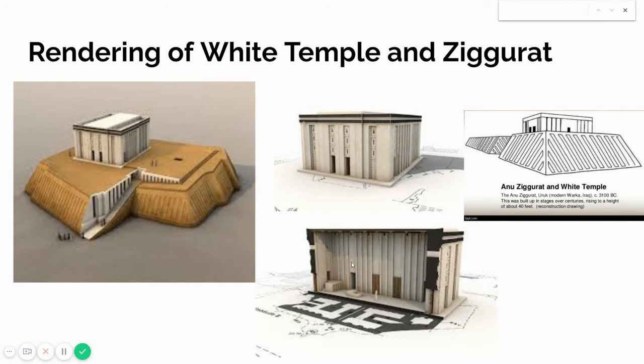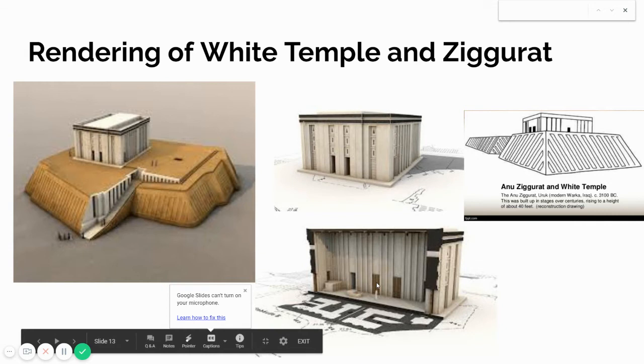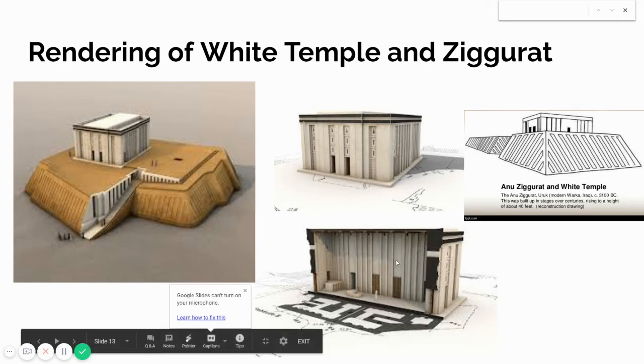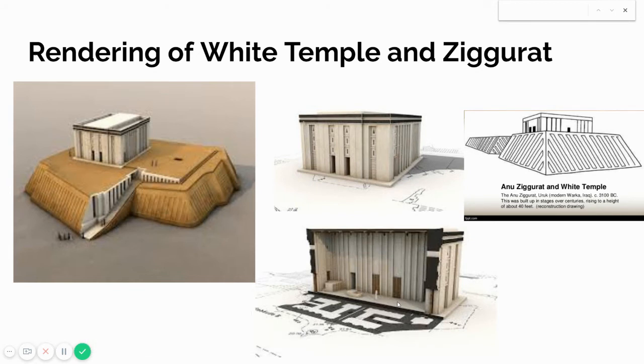This is the temple on top, and this was the exterior. Inside the temple, you do have some smaller rooms, but the innermost room is called the cella. And this is what the cella would have looked like, long and narrow, and all it has is an altar. It is where the divine or the deity sculpture would be located.